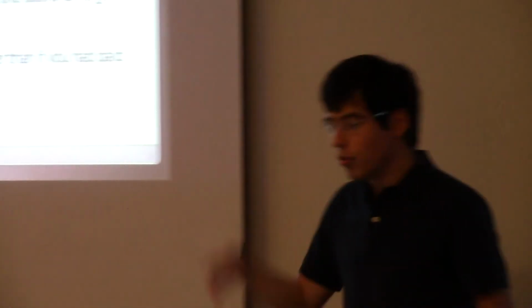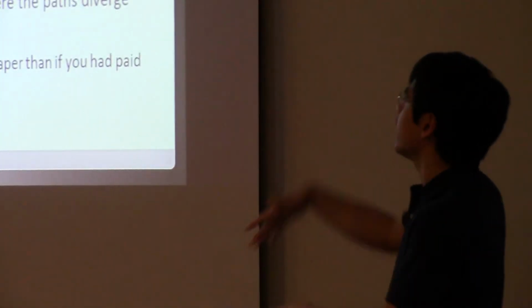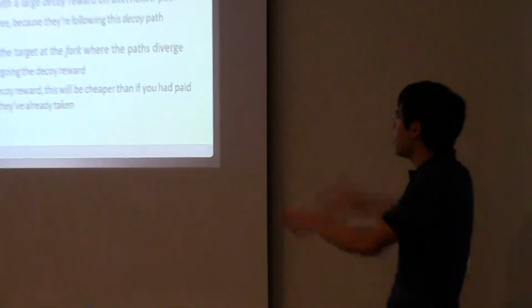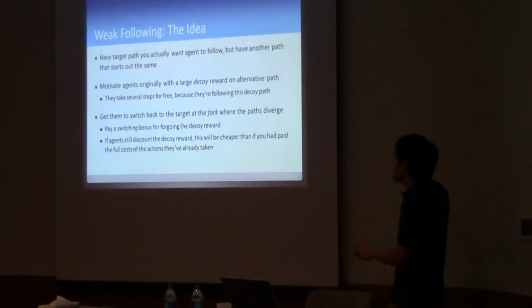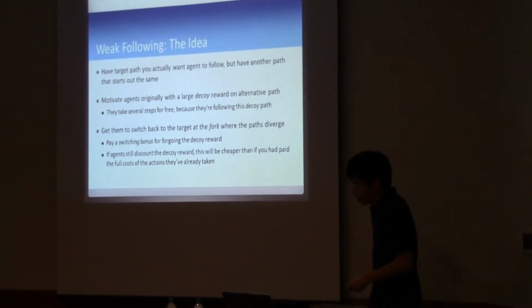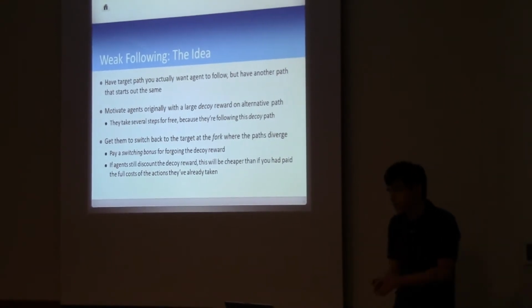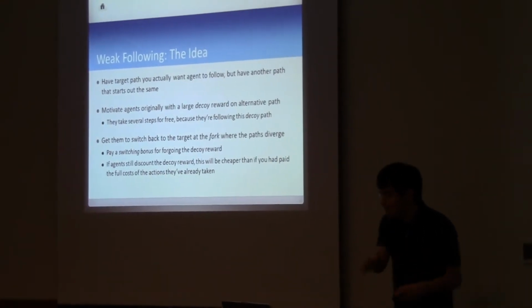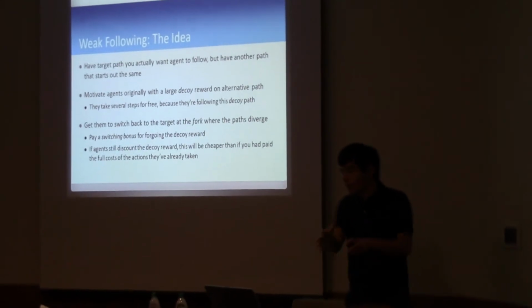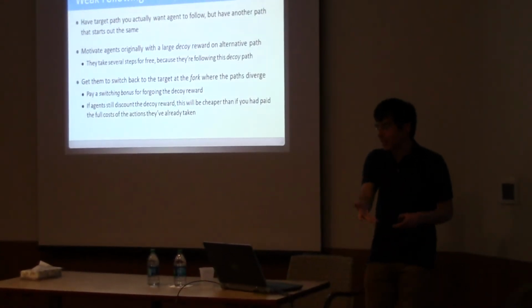Then, once they're at this fork, if these paths start at the same place, at some point they split off. Where they diverge, I'm going to say, I don't want you to actually go and get the big reward that I promised you. I'm going to put a switching bonus: if you switch away from that reward, I will give you a big reward in addition to the cost of you actually taking that action.